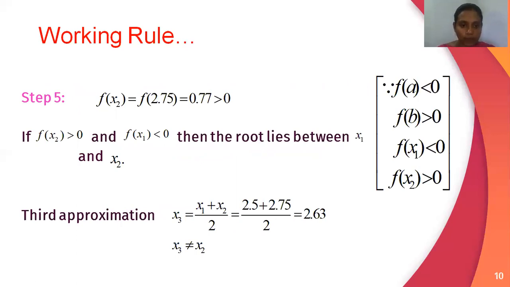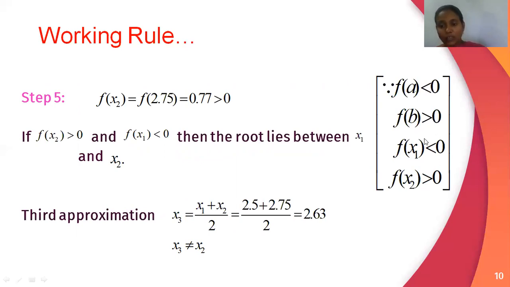In the next step, find the functional value of x2. Replacing the x2 value in the given function, we got a positive value. Now check whether the values are positive or negative. So f(x2) is a positive value, and f(x1) is a negative value.